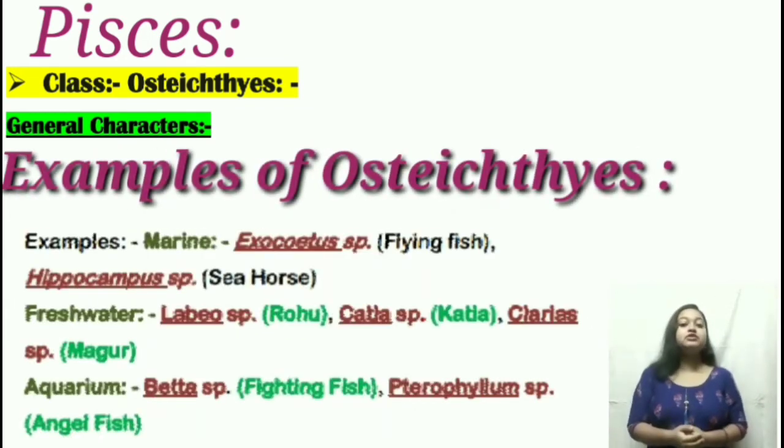Then the examples of Osteichthyes. Those species which are marine are Exocoetus, like flying fish, and Hippocampus, the seahorse. The freshwater species are Labeo rohita, the rohu fish, the katla fish, and Clarias, the magur fish. Then some aquarium fishes are Betta sp. or fighting fish and Pterophyllum sp. or angelfish.